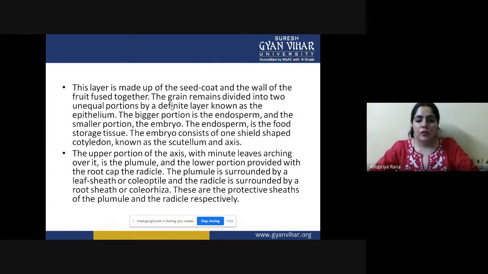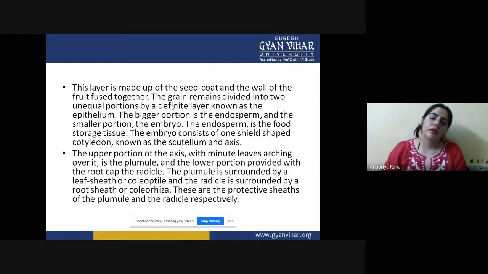So there are two new terms here. The one which is going to cover the plumule we call the leaf sheath or coleoptile. The second one, which is going to cover the root, is called coleorhiza or root sheath. That is just the name given after their features: the one covering the shoot leaves we call the leaf sheath, and the one covering the root we call the root sheath. So these are the protective sheaths of the plumule and the radicle respectively. They are present just for the protection of both the plumule and the radicle.